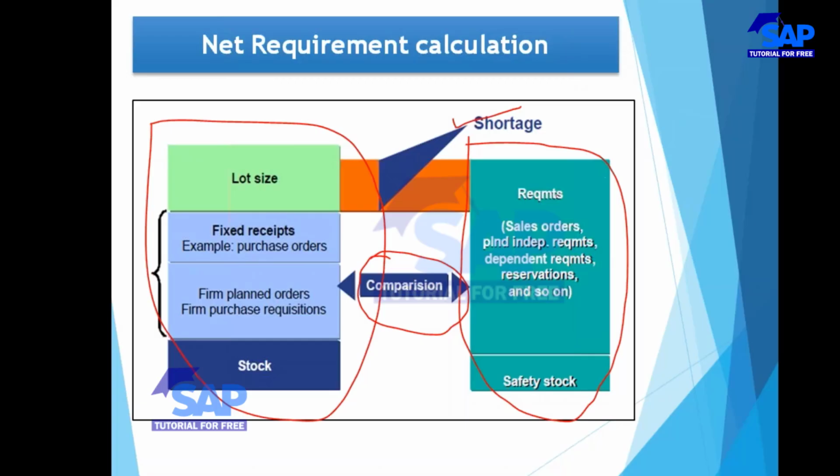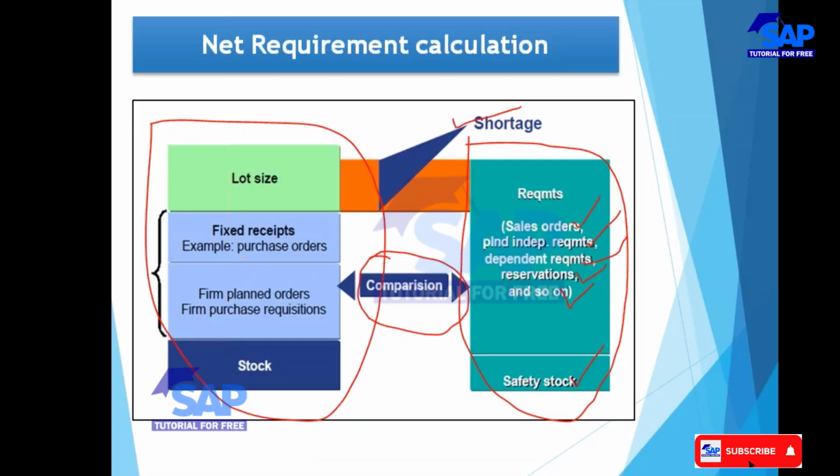So what are our requirements? This we already discussed. Sales orders, planned independent requirements, forecast, which I just entered, dependent requirements, that is the requirement which comes from the header material to the lower level materials, then reservations and some other requirements. Of course, there is safety stock also. This we will discuss when we go to factors influencing the MRP. So these are the requirements.